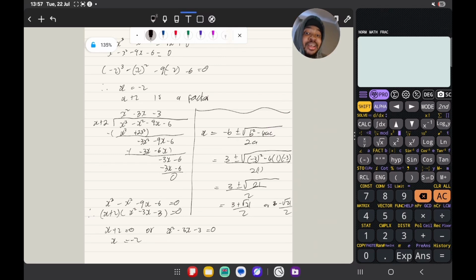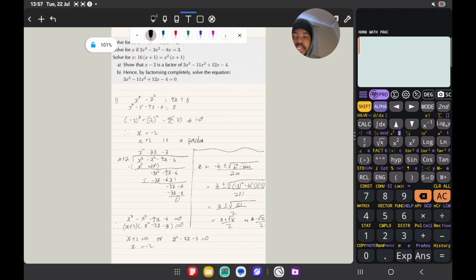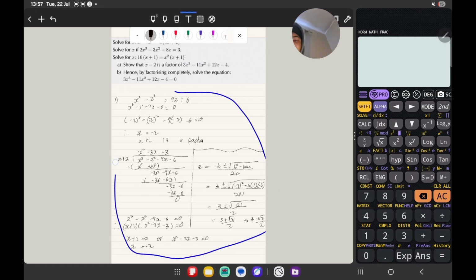So it does have solutions there. You can't really say no solutions. But if you did this and you found out that you had a negative inside your square root sign, then you'd conclude to say no solutions.